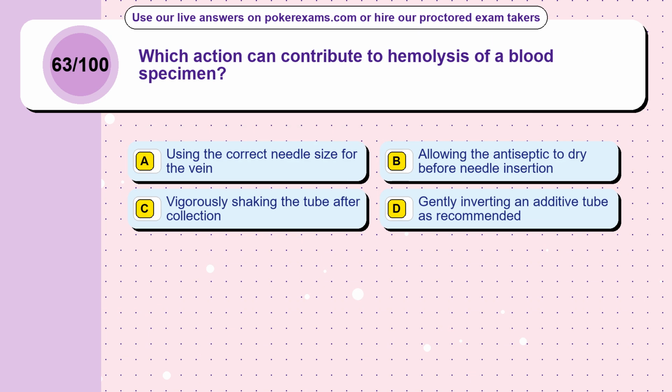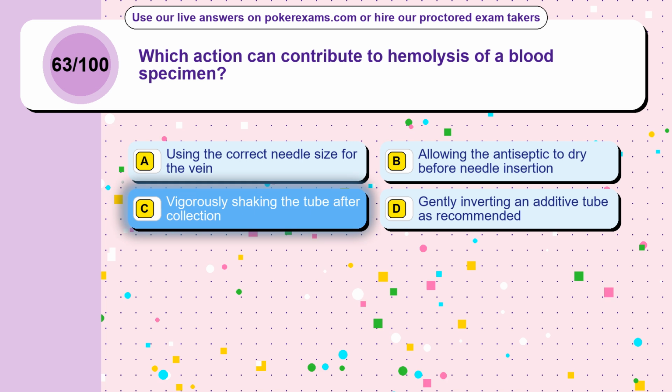Question 63. Which action can contribute to hemolysis of a blood specimen? Option A. Using the correct needle size for the vein. Option B. Allowing the antiseptic to dry before needle insertion. Option C. Vigorously shaking the tube after collection. Option D. Gently inverting an additive tube as recommended.